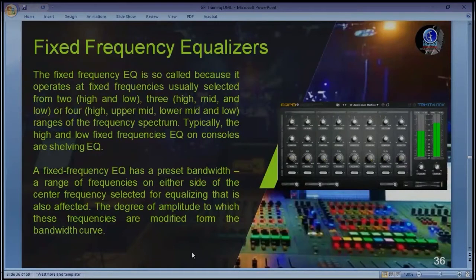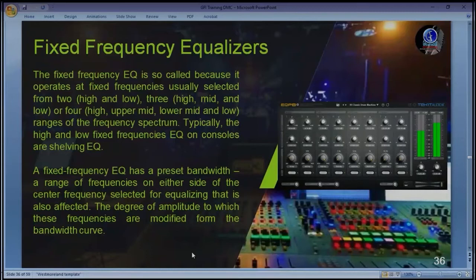For those of us that use analog mixers, you agree that those are the fixed frequency equalizers. A fixed frequency EQ has a preset bandwidth, and a range of frequency on either side of the center frequency selected for equalizing is also affected. The degree of amplitude to which these frequencies are modified follows the bandwidth curve.